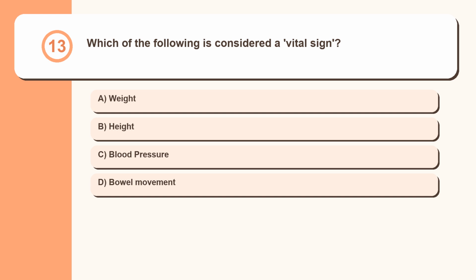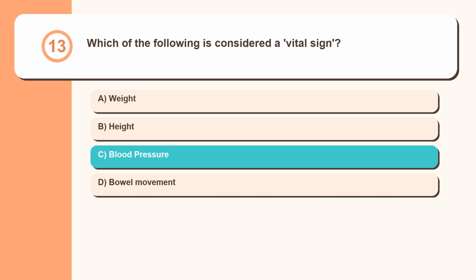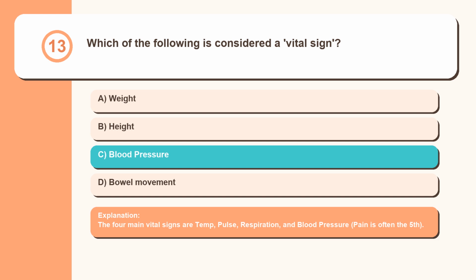Question 13. Which of the following is considered a vital sign? Weight, height, blood pressure, bowel movement. The 4 main vital signs are temperature, pulse, respiration, and blood pressure. Pain is often the 5th.